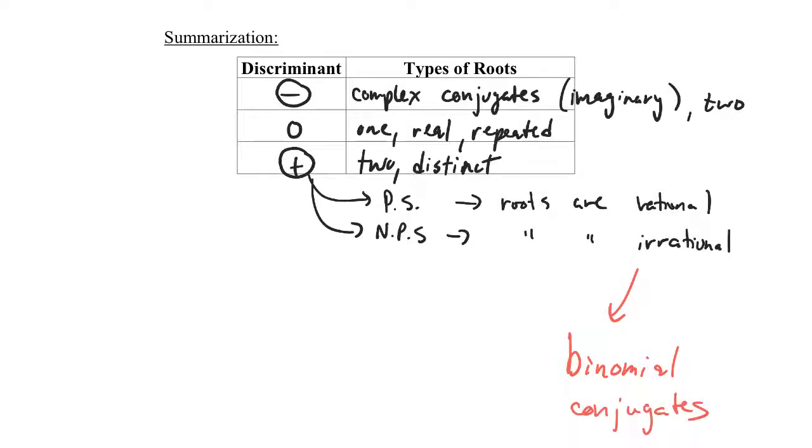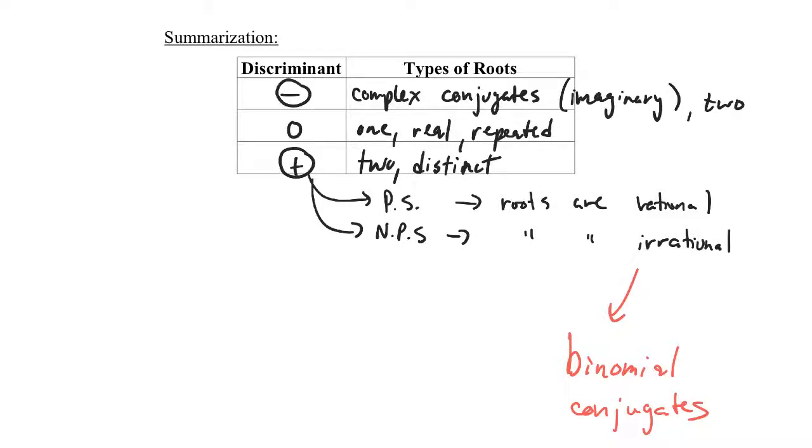Okay, binomial conjugates. It'd be like 3 plus or minus root 7 as an answer for the roots. They're always going to come in pairs when they're irrational or when they're imaginary. They're either complex conjugates when they're imaginary or binomial conjugates when they're irrational. But when they are rational roots, or when the discriminant is 0 and it's a repeated root, we're not going to have to worry about conjugates in those cases.